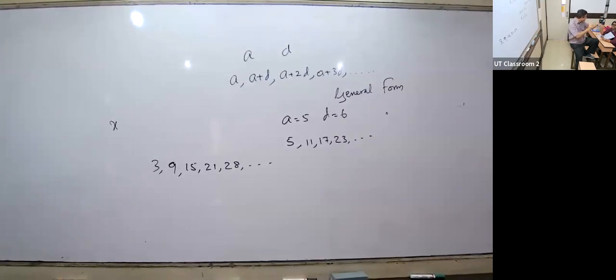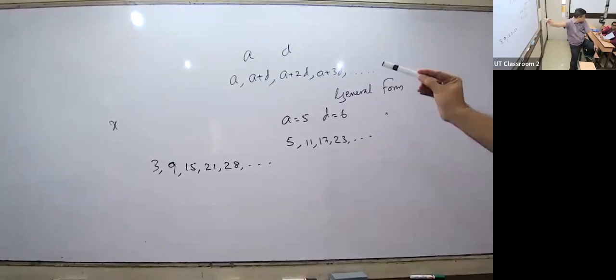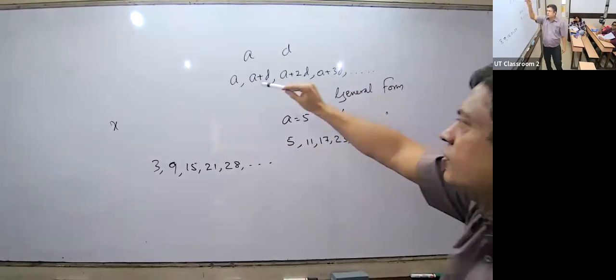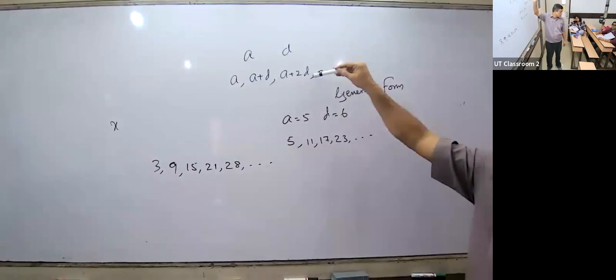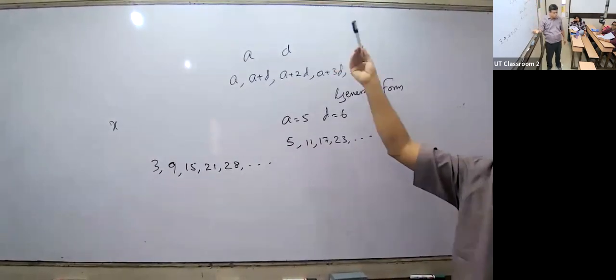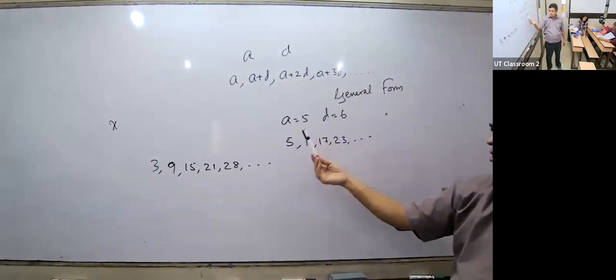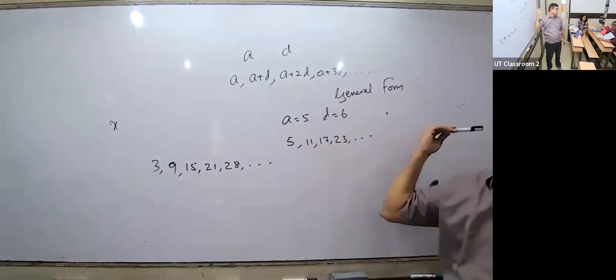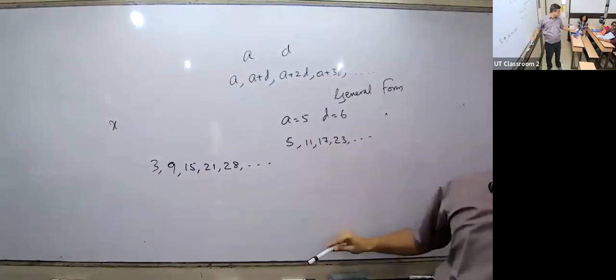If the values are there, simplify and write. If the values of A and D are given, you don't need to substitute and simplify. I'll write 5, 5 plus 6, 5 plus 2 times 6. If you get the same thing, you can directly write 5 plus 6, plus 6, plus 6, plus 6. Followed, all of you?